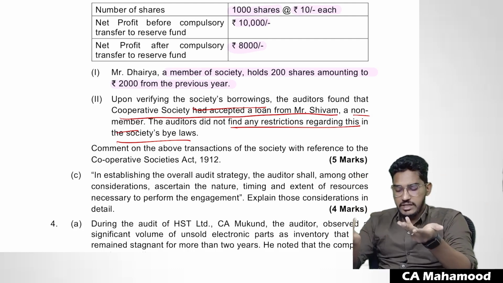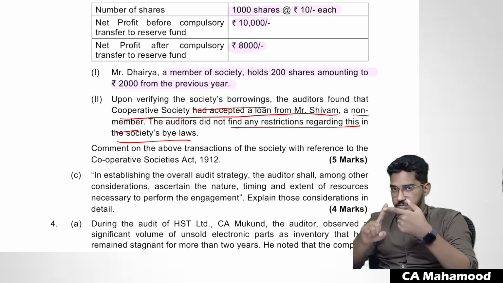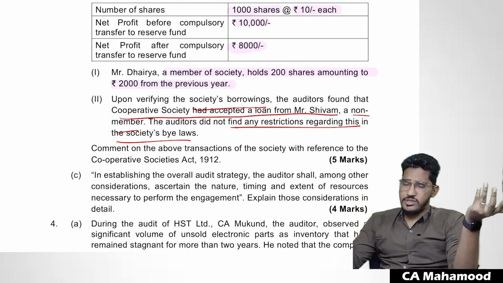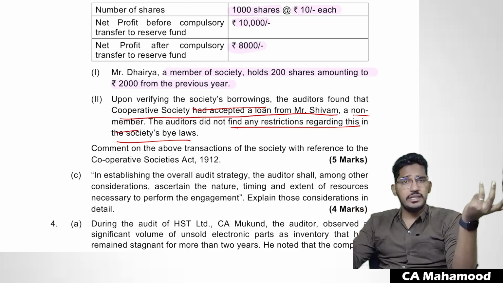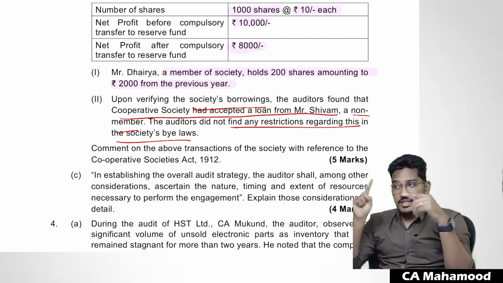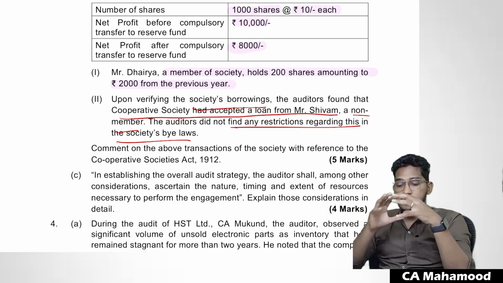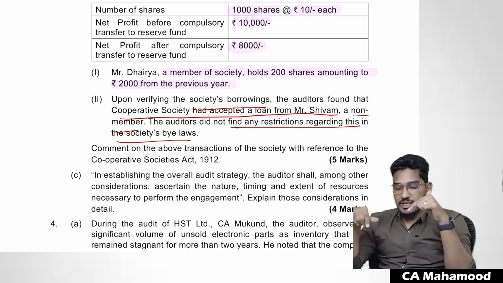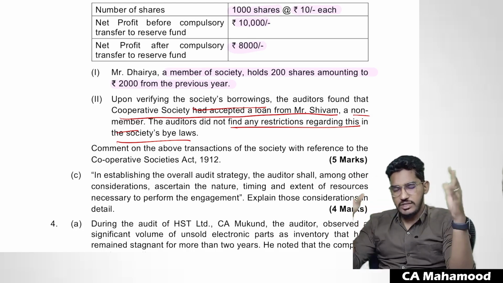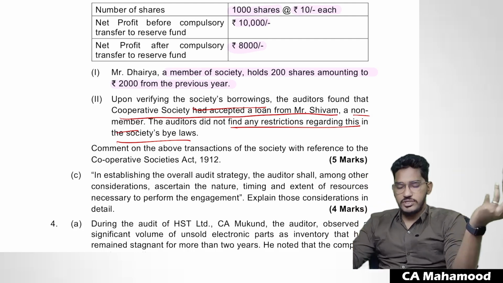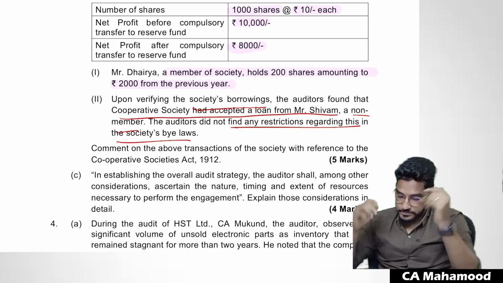So in the given case, they have clearly told that they have accepted a loan from a non-member. In the bylaws also, there is no restriction. Is it permitted? Yes, permitted. If there is a restriction in the bylaws which says that society should not accept a loan from a non-member, then they should not accept it. But clearly they're telling in the bylaws there is no restriction. That's why they have accepted it. No objection here, no non-compliances here.